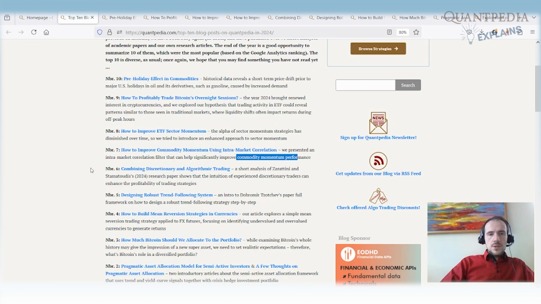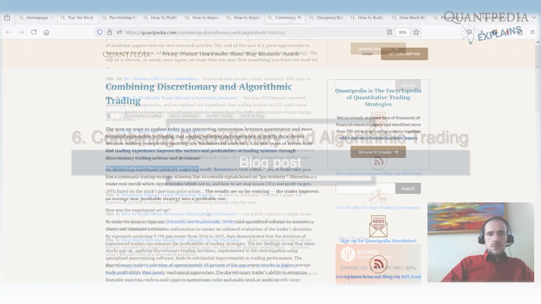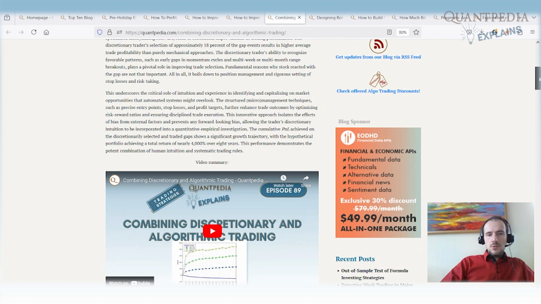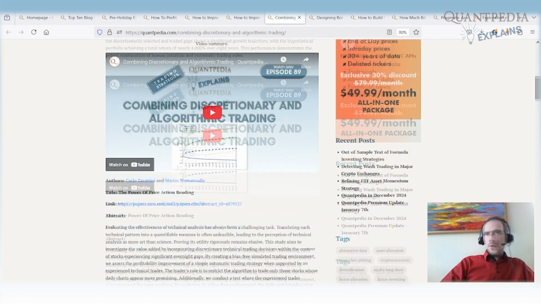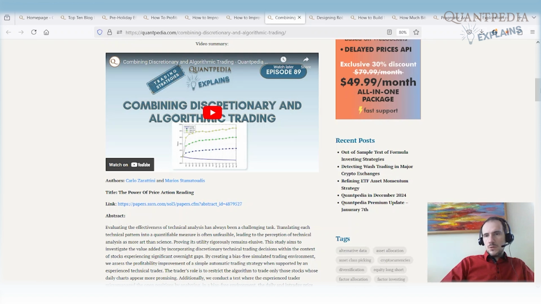Okay, then number 6, combining discretionary and algorithmic trading. So this is not a blog post or article written by Quantpedia. That's a review of the paper written by Zaratini and Stamautodis in 2024. It's a very interesting paper. It shows that you may be a discretionary trader and you may use systematic trading strategies, and just based on your experience you can significantly improve that systematic or quant strategies by using your experience as a discretionary trader.